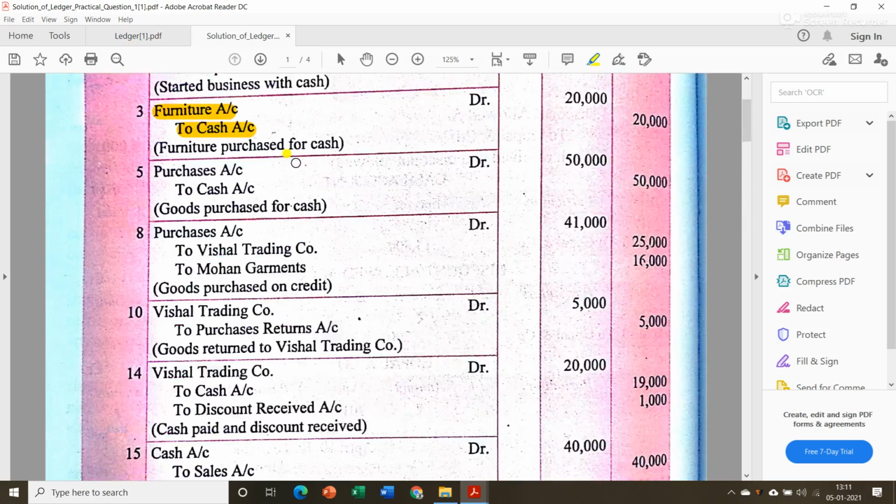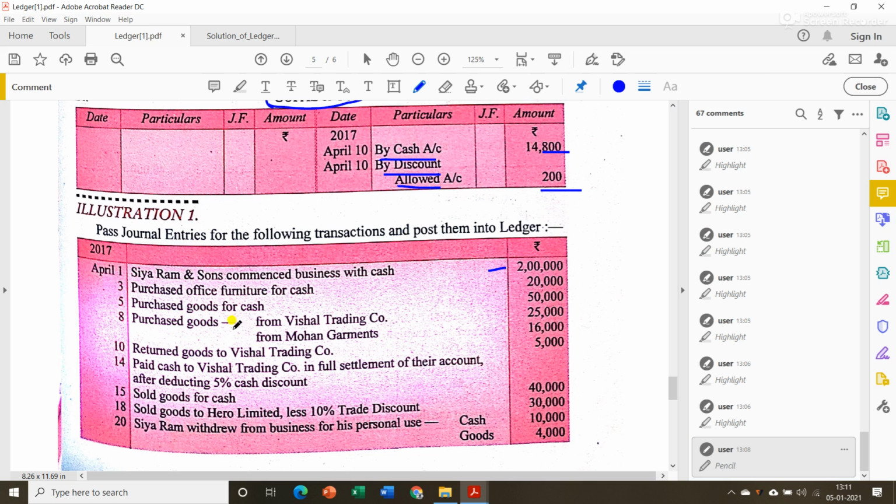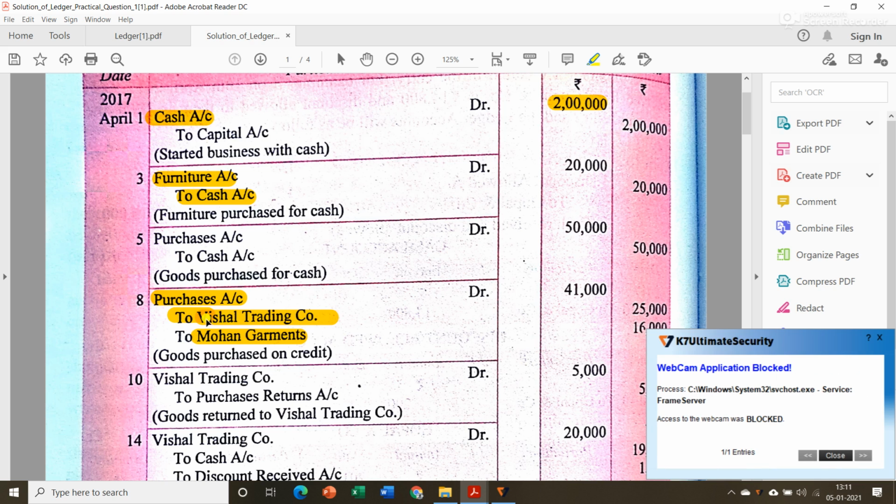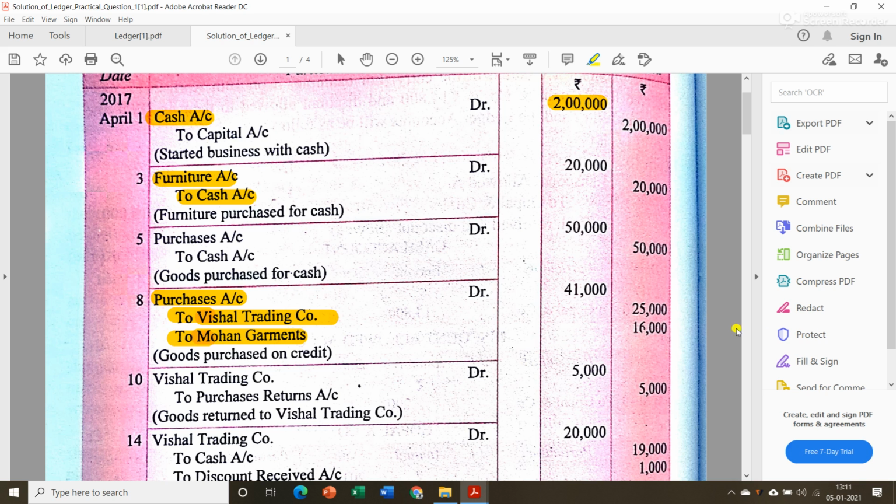Then next journal entry, we have purchased goods from Vishal Trading Company 25,000 and from Mohan Garments rupees 16,000. So this will be our compound journal entry. See here, altogether purchases account will be debited and Vishal Trading Company and Mohan Garments account will be credited, because we know that this is a credit purchase. So purchases account we have already made. So in purchases account we will write to Vishal Trading Company, to Mohan Garments altogether.